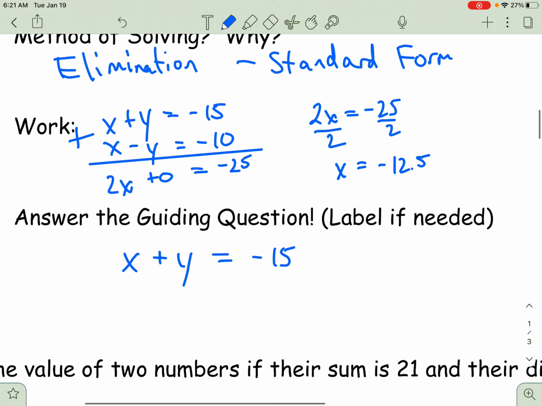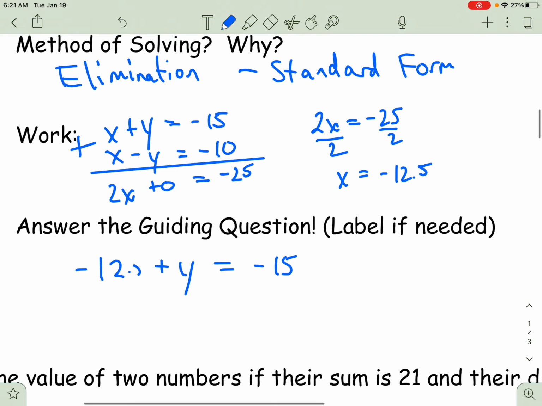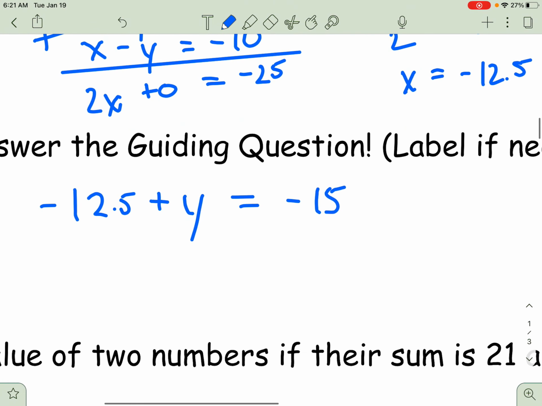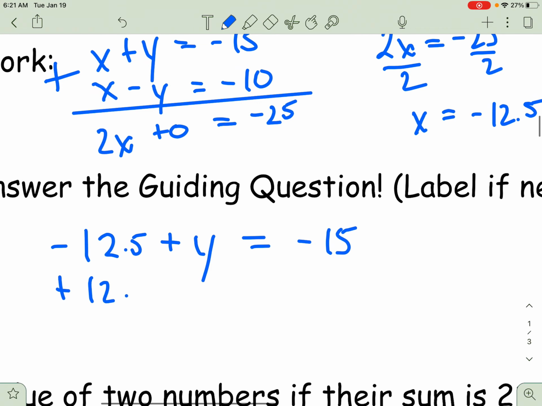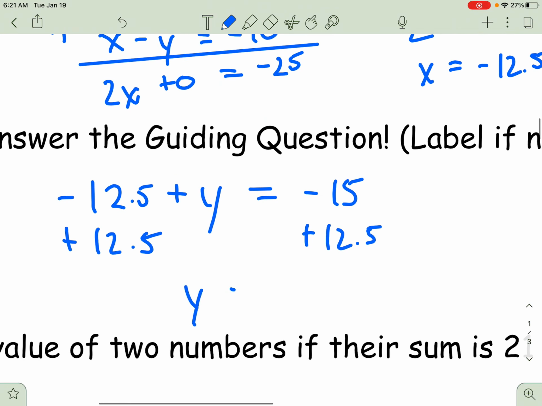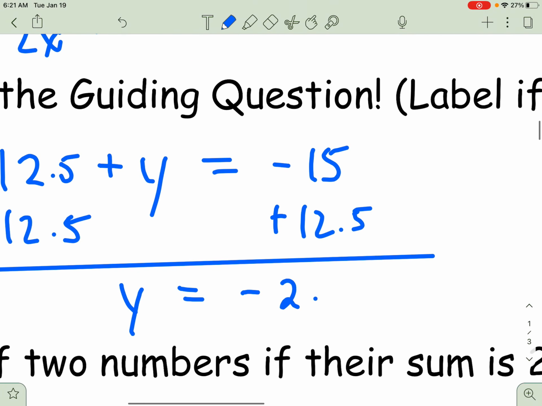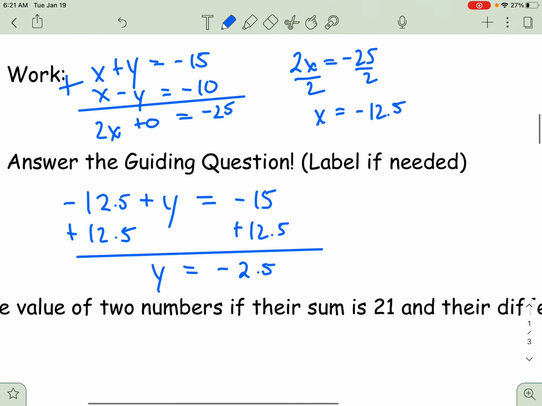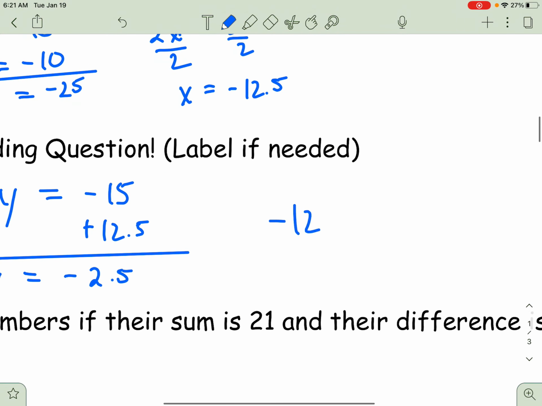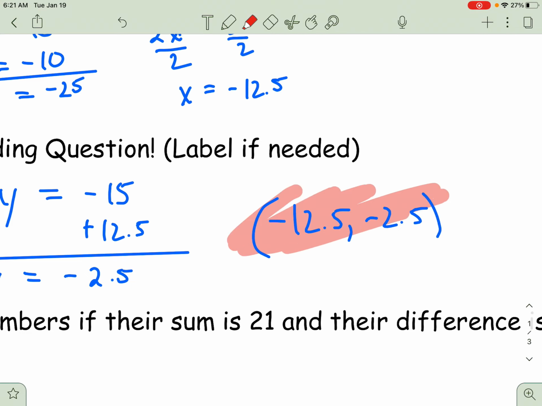So x plus y equals negative 15. I'm going to replace the x with the negative 12.5. Okay, we'll add that to the other side now because it's negative and we want to get y by itself. And that gives me that y equals negative 2.5. So there you go. So what's our answer? Negative 12.5, comma, negative 2.5. Done.